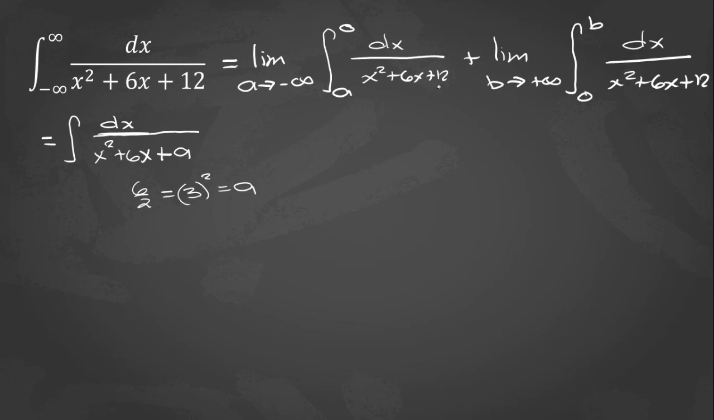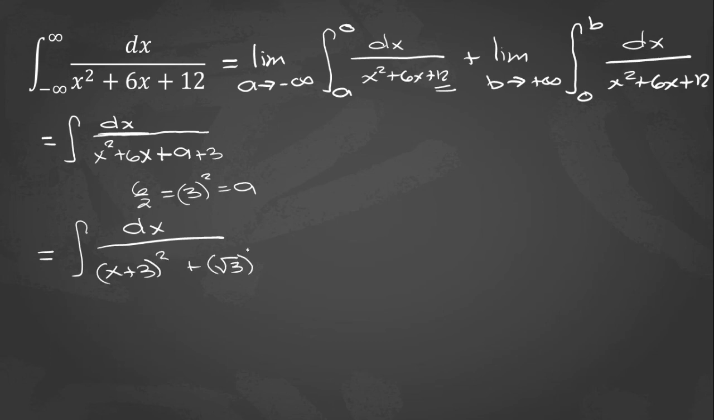So, notice in our original function we have a value of 12. Now, what is lacking here is 9, so it lacks a positive 3. So we'll have dx over x plus 3 squared plus square root of 3 squared. This factor came from x squared plus 6x plus 9.